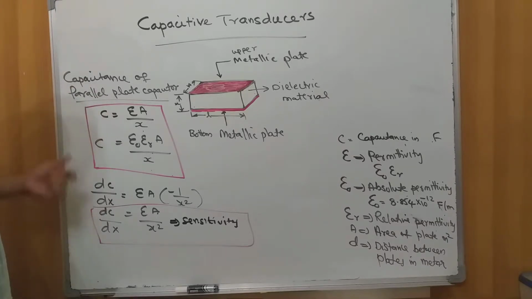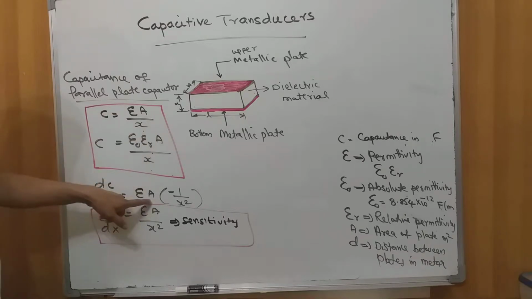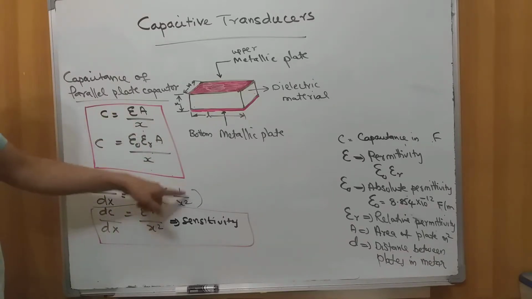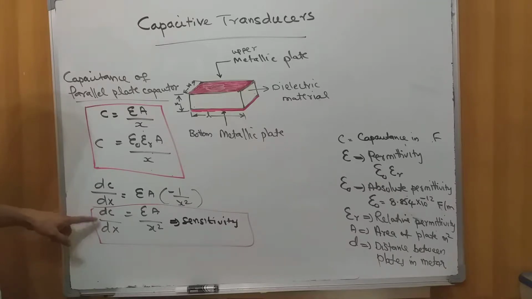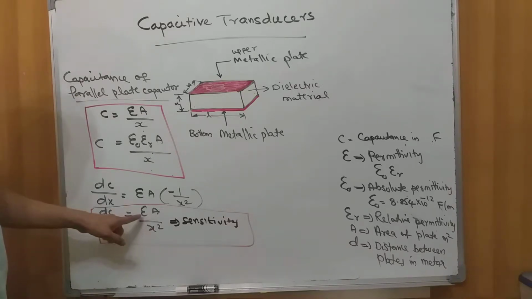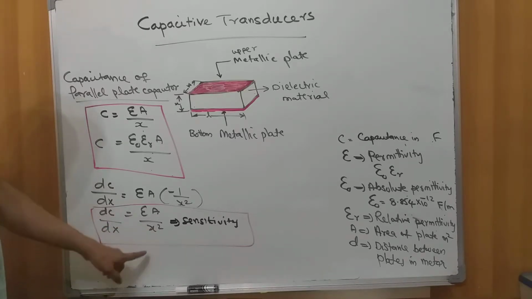Now another important point: what is the sensitivity of the parallel plate capacitor? Normally that is calculated by differentiating dC with respect to X. Epsilon into A is a constant term, then we differentiate 1 by X and get minus 1 by X square. So dC by dX is equal to epsilon A divided by X square in magnitude. This is called the sensitivity of the capacitance, how sensitive the capacitor is. From this it is very clear that the value of X has more influence on the sensitivity than the area of the plate.